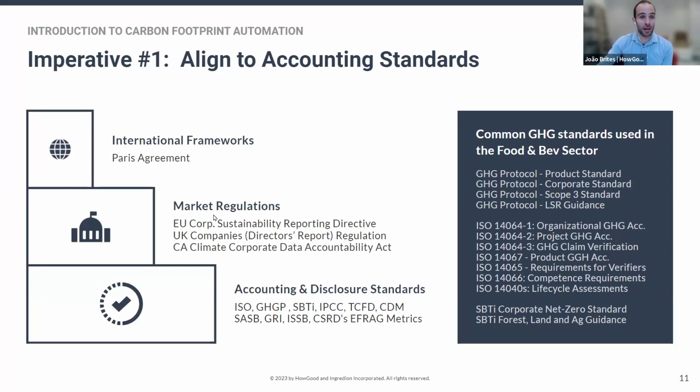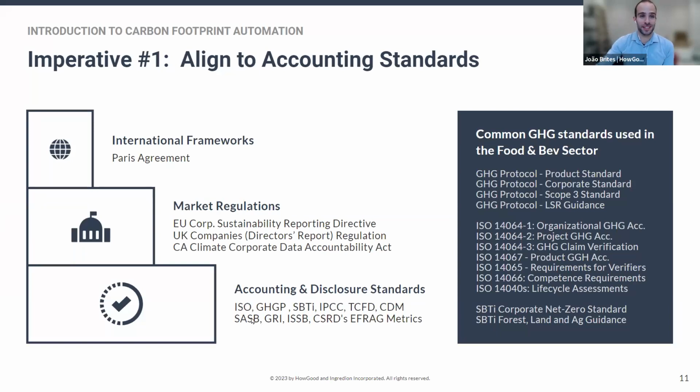On the other hand, we have the market regulations. These are the pieces of legislation in the markets where we operate that define the types of sustainability disclosures we have to make. And then we have the accounting and disclosure standards.